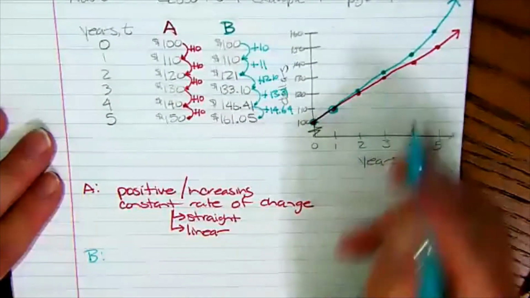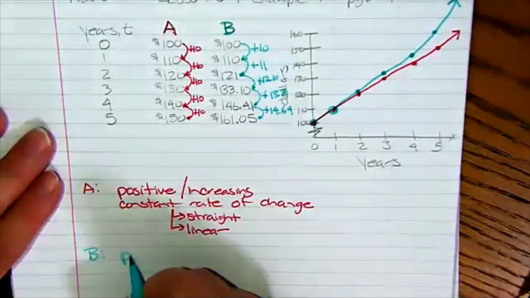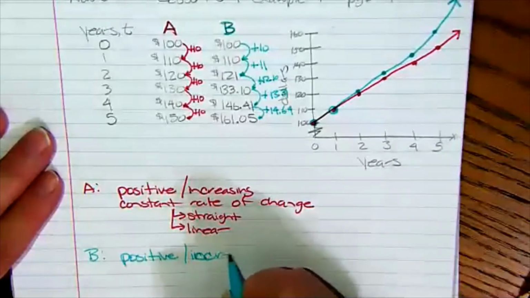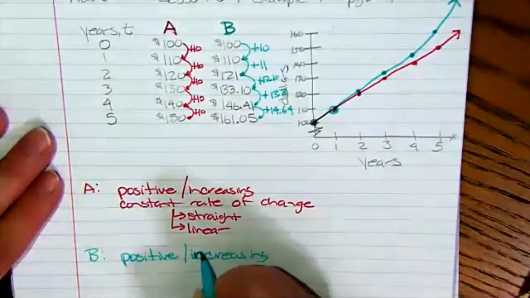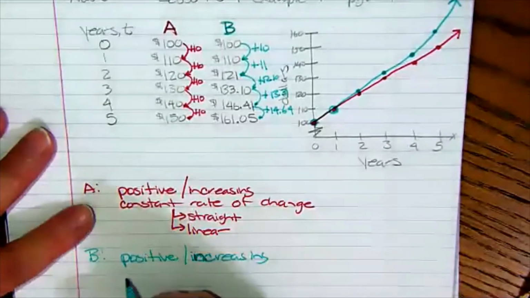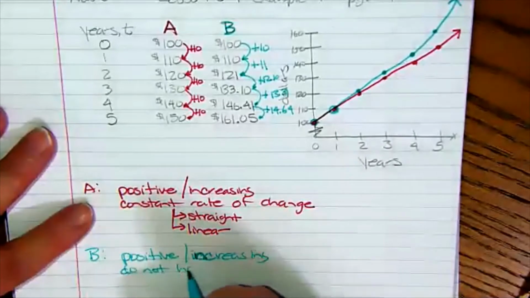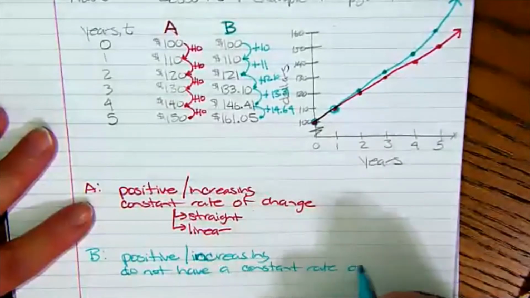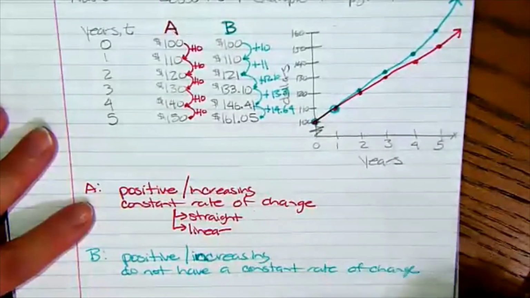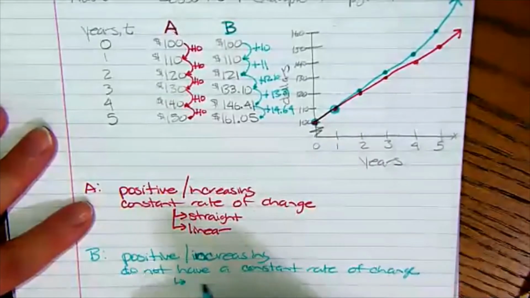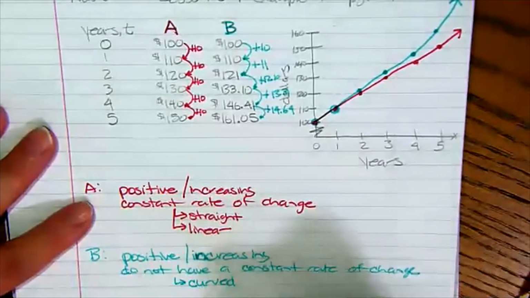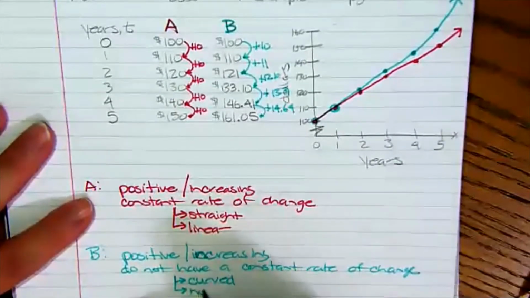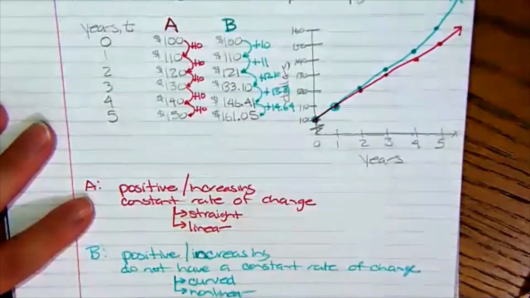So I can see that my graph is still positive. The amount is still increasing. But I do not have a constant rate of change. So if I look at my graph, I can see that it is curved, which means this is a non-linear function.